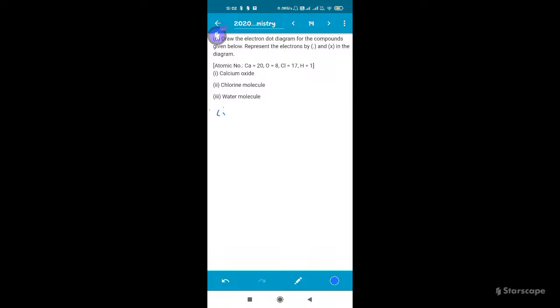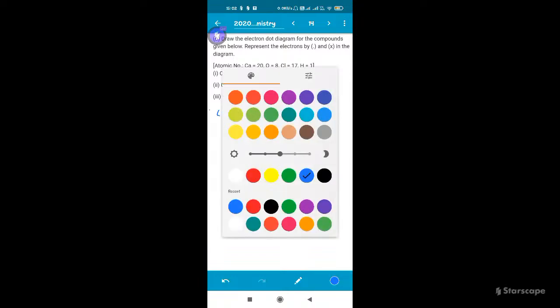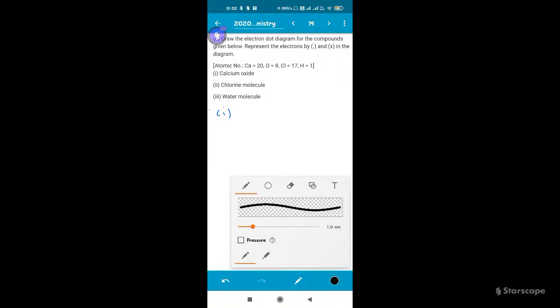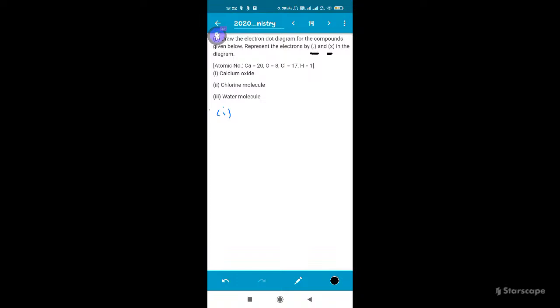I'm going to use different colors so that you can understand. But while you are giving the exam, use only the pen which you are using. Just make sure you are using the symbols as mentioned. So calcium oxide, so let me make calcium first and oxygen here. Calcium has 2 electrons in its valence shell and oxygen has 6 electrons in its valence shell.